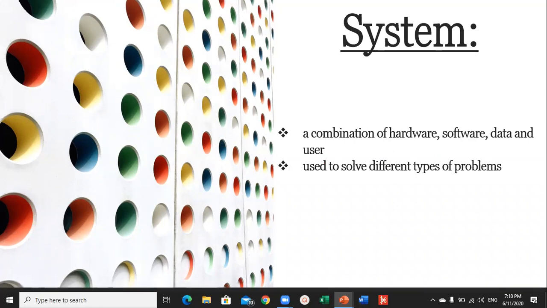And what is the purpose of a system? It is used to solve different types of problems, like mathematical calculations, or sending messages over the internet or through public or private networks. A system may comprise multiple subsystems. It is possible in some situations that a greater system comprises multiple smaller systems, which are known as subsystems.